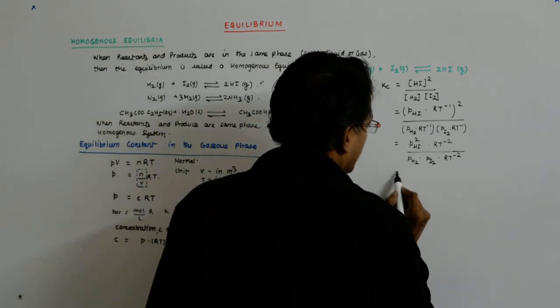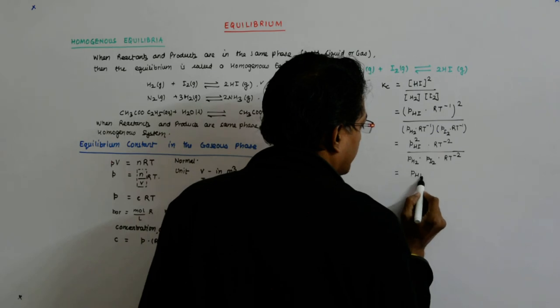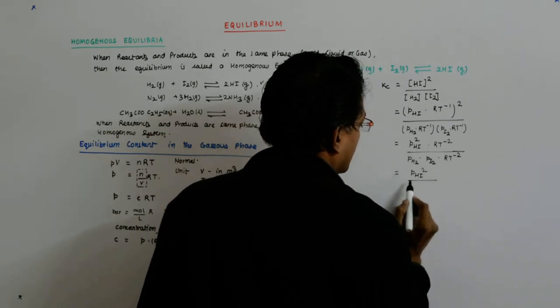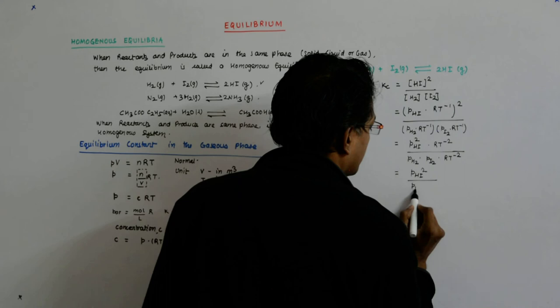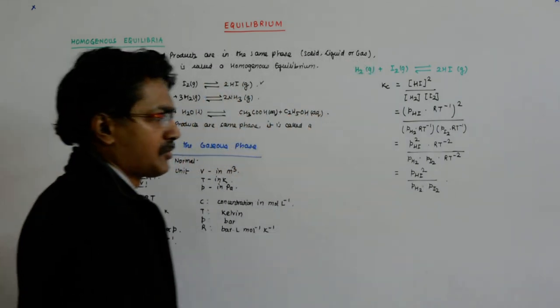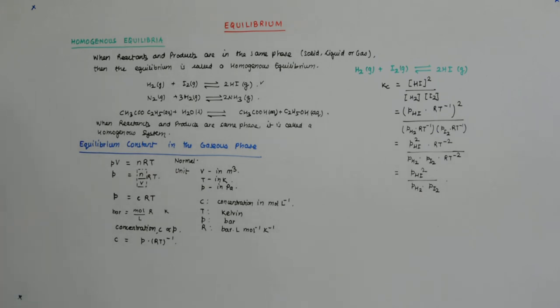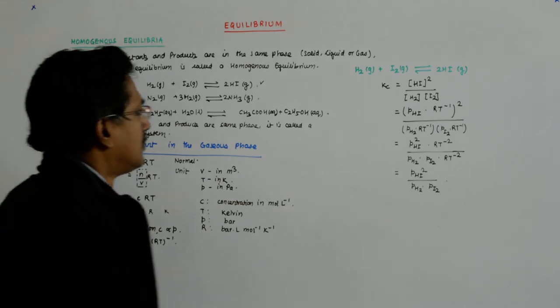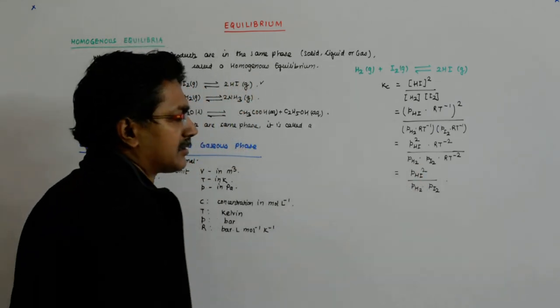Now that is equal to PHI square upon PH2 into PI2. This is equal to that.